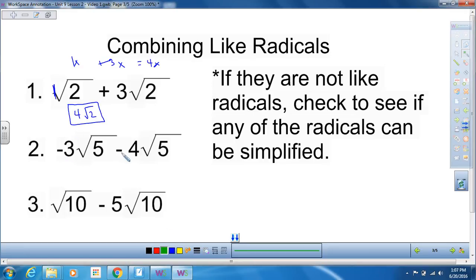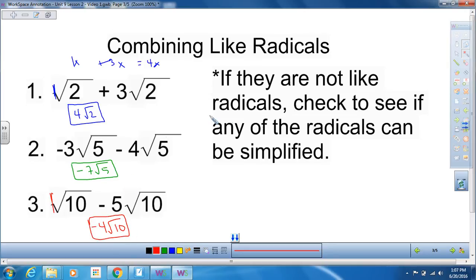Okay, this one we're subtracting, but again, we still do it the same way. So negative 3 minus 4 is negative 7, and then square root of 5. Okay? And then 1 square root of 10 minus 5 square root of 10, that's going to be negative 4 square root of 10. Okay.